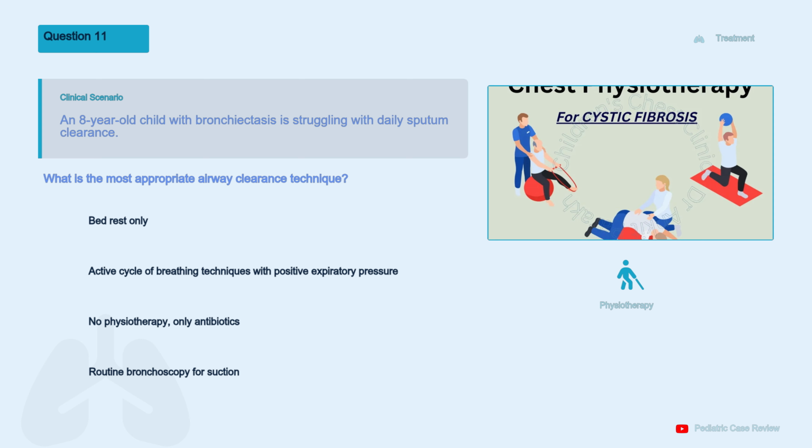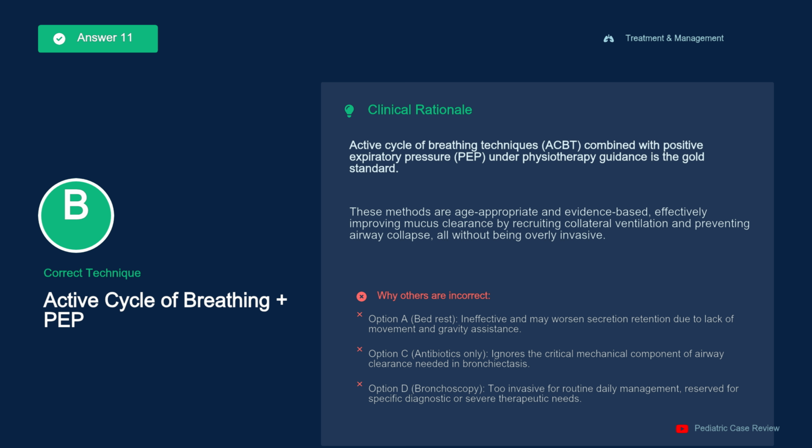Airway clearance is a cornerstone of bronchiectasis management. Age-appropriate techniques maximize effectiveness while ensuring patient compliance. The correct answer is B, active cycle of breathing techniques with positive expiratory pressure devices under physiotherapy guidance. These techniques are age-appropriate, evidence-based, and effective for school-age children.